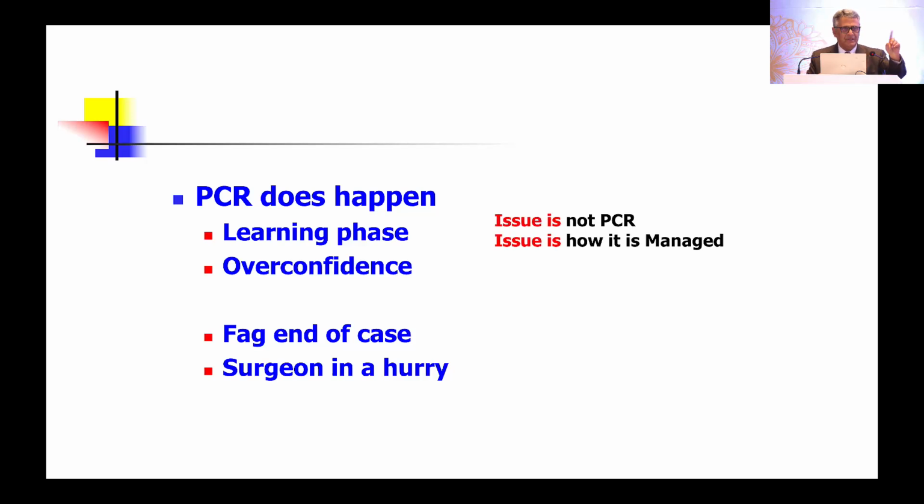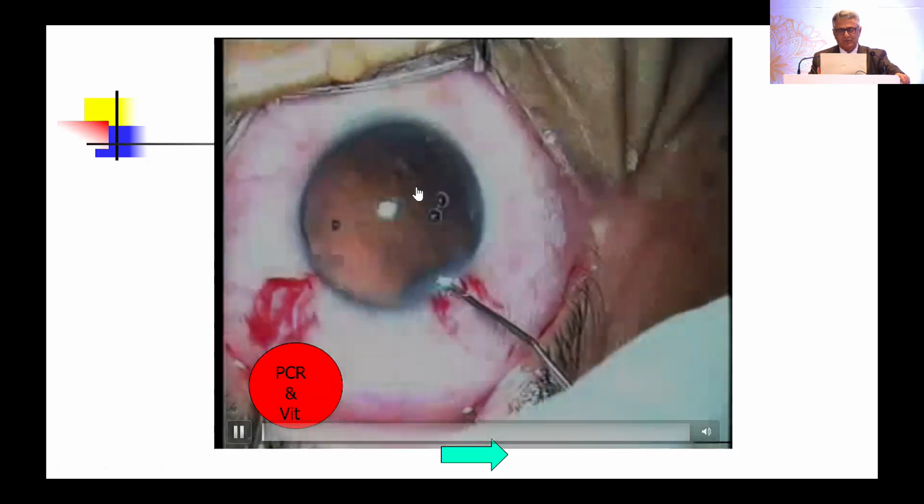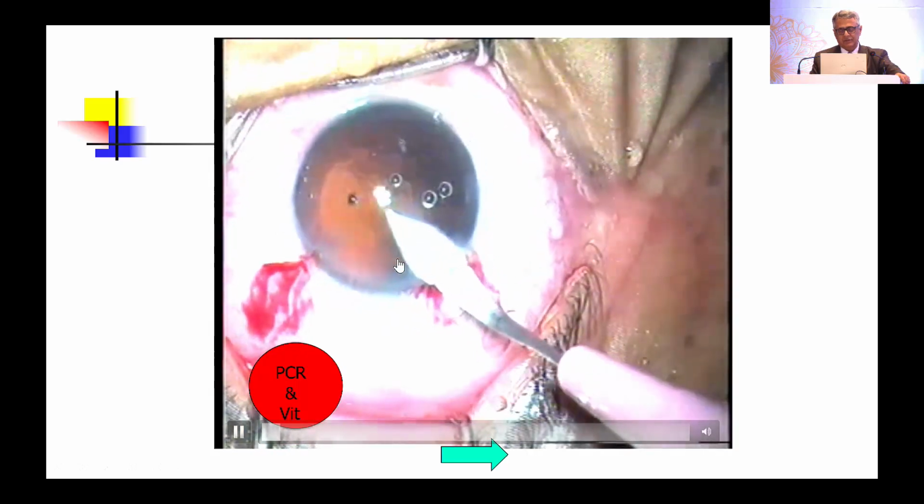But the issue is not of PCR, and Shell has very nicely described how after months and years also this lens is well centered. The issue is how it is managed. Whether you are doing a cursory kind of vitrectomy or you are not doing vitrectomy at all. So I'll just show 1 or 2 videos. This may be some overlap. This is one patient who has had PCR, and you see what is being done.